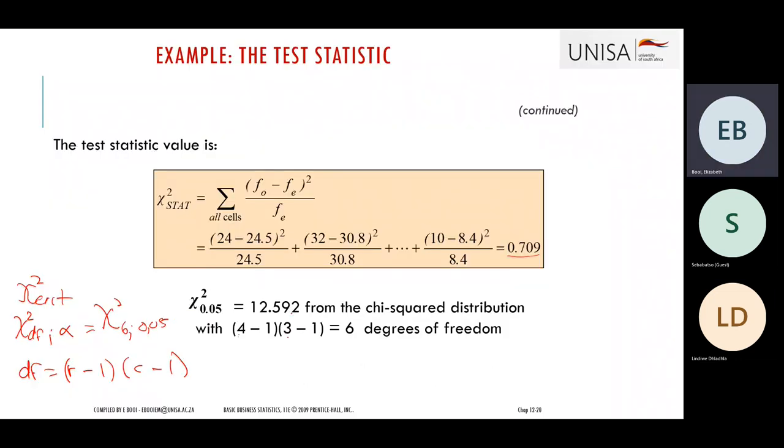And that is our critical value of 12.6. Now we are ready to make a decision based on the test statistic and the critical value. Remember, you can also draw yourself a table and define your critical value. Your critical value is 12.6. Therefore, anything that falls this side, we're going to reject the null hypothesis. So where is 0.79? It falls in the do not reject area.